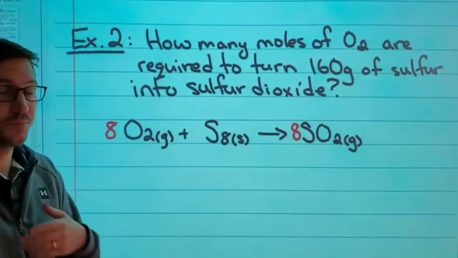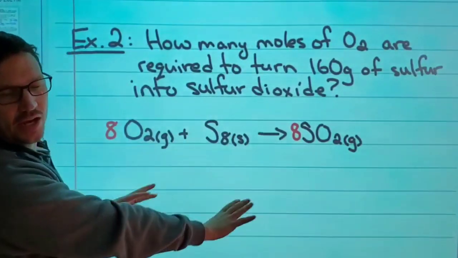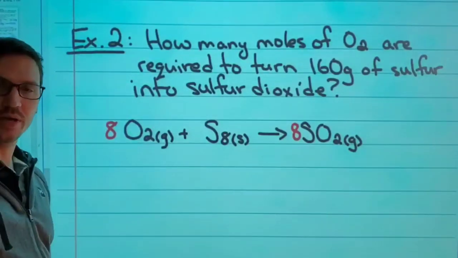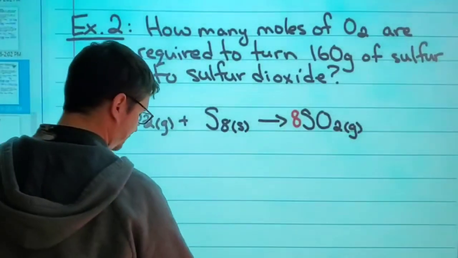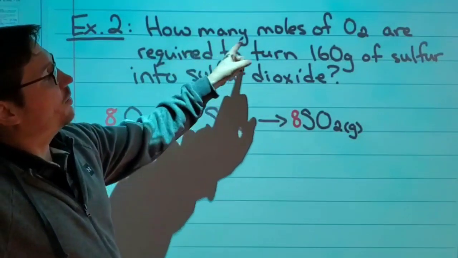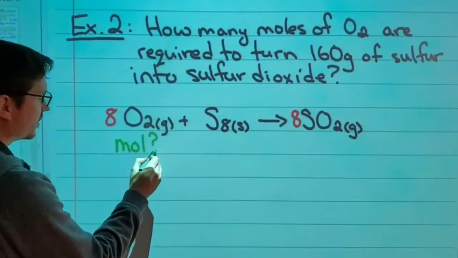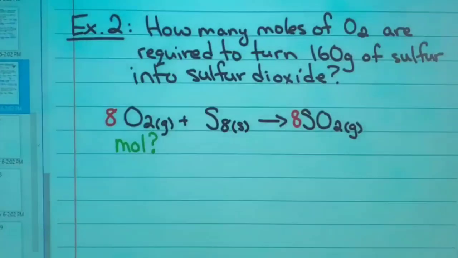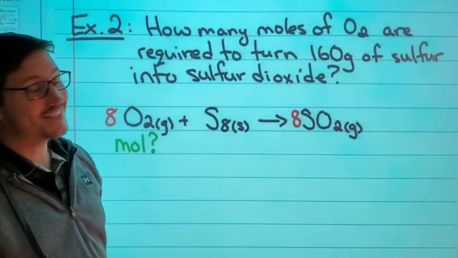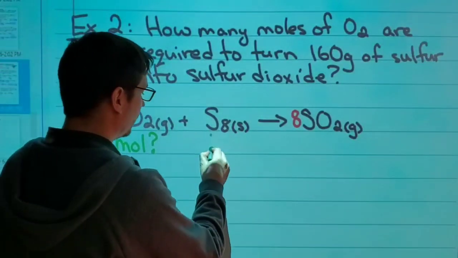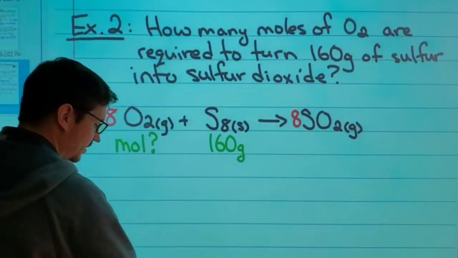Good, that's awesome. Now we need to place all of our information under who it belongs to, get the molar ratio, and then we can do our stoichiometry. We can do our unit analysis. So, how many moles of oxygen? It's asking for moles of oxygen, so I put mole question mark underneath oxygen. Are required to turn 160 grams of sulfur into sulfur dioxide.